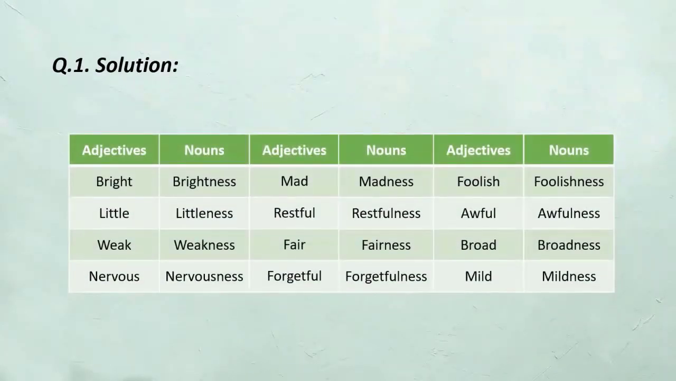These are the nouns of these adjectives, like bright becomes brightness. We just add NESS with bright and it becomes brightness. So little becomes littleness, weak becomes weakness, nervous becomes nervousness, mad becomes madness, restful becomes restfulness, fair becomes fairness, forgetful becomes forgetfulness, foolish becomes foolishness, awful becomes awfulness, broad becomes broadness, and mild becomes mildness. I hope you understand this rule of making nouns.